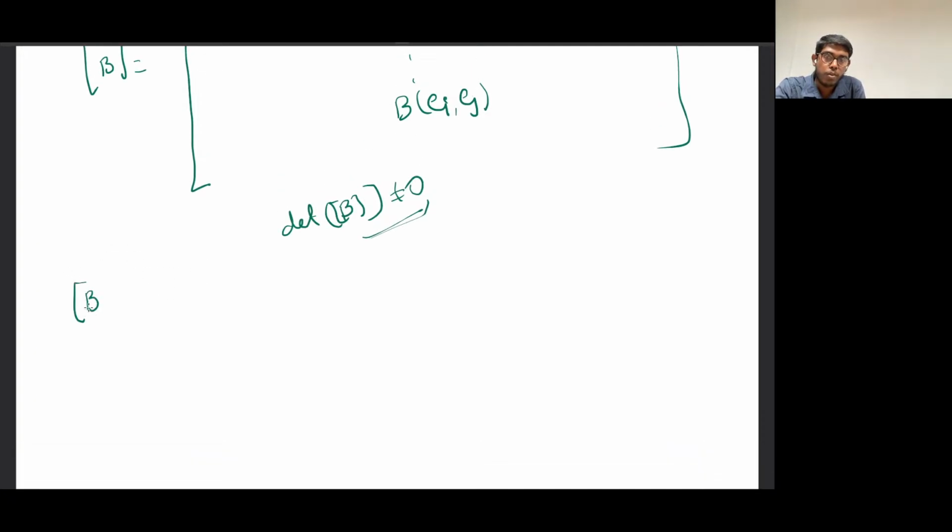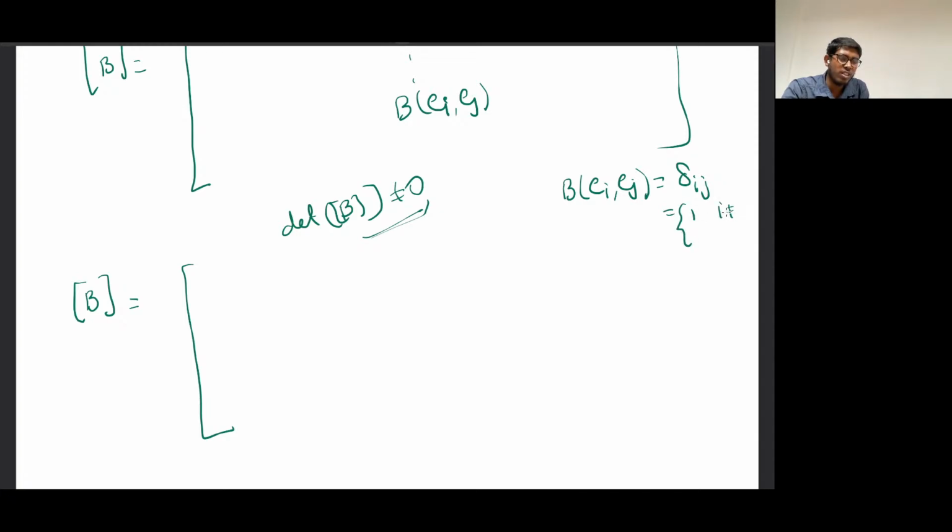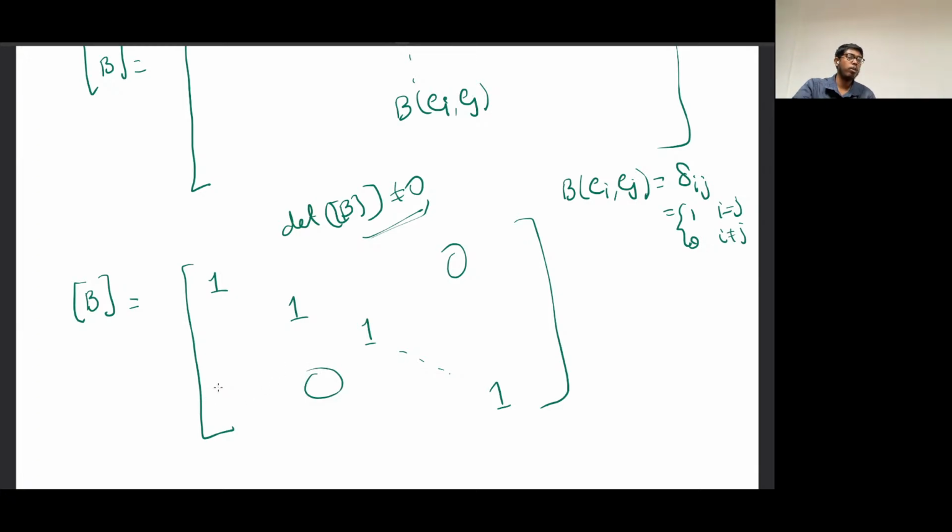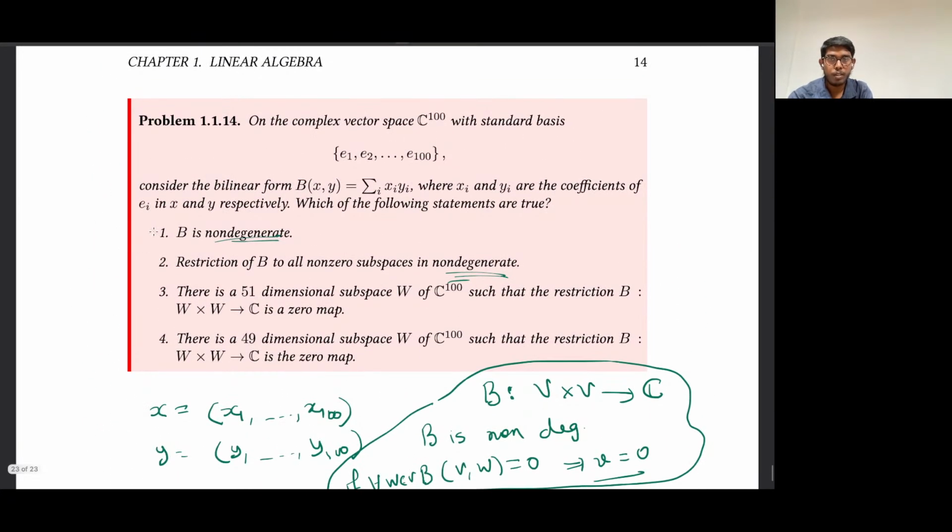So let's write down the matrix of B. What are the bases? Basis is e_i, the standard basis. So if I take B of (e_i,e_j), this will be delta ij. That means 1 if i equals j, and 0 if i not equals j. And therefore this is 1 on the diagonal and 0 otherwise. So what is the determinant of B? The determinant of B is 1, non-zero, and hence B is non-degenerate. So this option is correct.